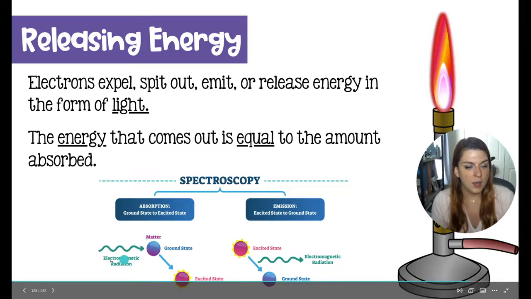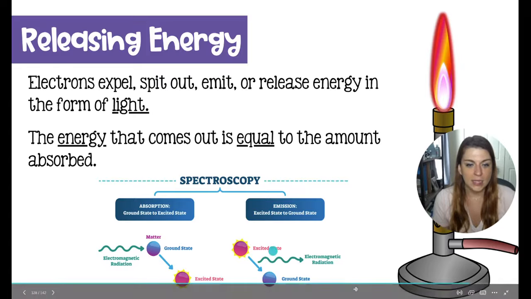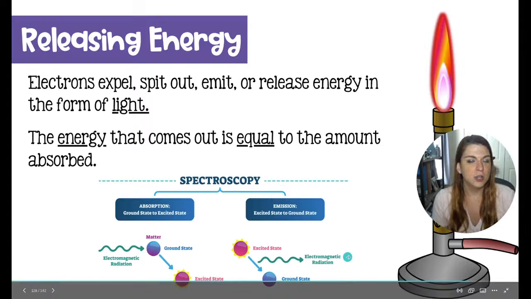So we have electromagnetic radiation, so heat or electricity. It is going to hit the electron, which is in ground state, and then bounce it to excited state. The excited state is temporary. It can only stay there for so long, and the nucleus is going to call back that electron due to its attraction. And because of that, the electron is forced to give out energy. It's going to expel, emit, spit out, release energy. And that electromagnetic radiation is going to come back out. And in this case, it's going to be colored light.